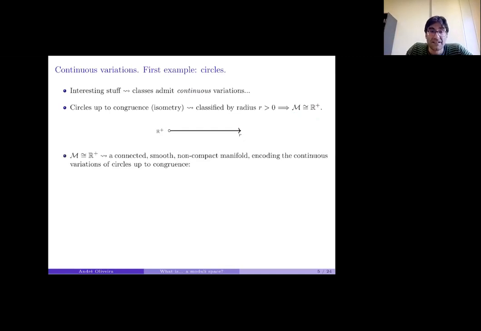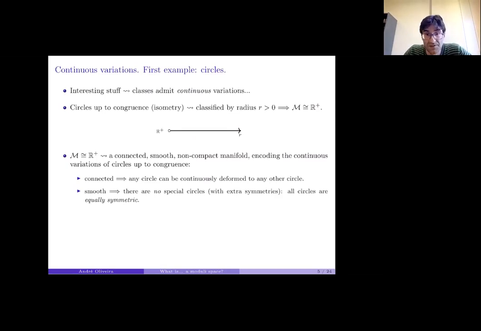So this moduli space is a connected, smooth, non-compact manifold. And you see it already starts to have the properties that we want a moduli space to have. It encodes the continuous variations of circles up to congruence. Since it's connected, any circle can be continuously deformed into any other circle: you increase or decrease the radius. You can connect any two points here, which means you're deforming one circle to the other. It's a smooth manifold, so there are no special circles, no circles with extra symmetries. All circles are equally symmetric.